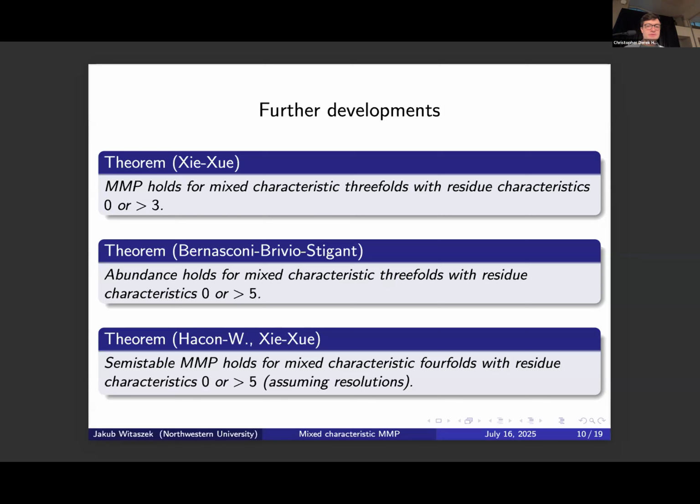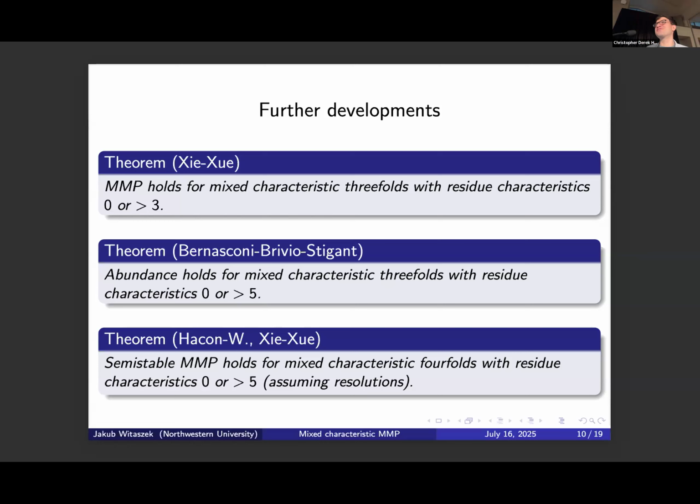And finally, let me mention the work of Christopher Haken and myself, with a very important contribution by Xie Shui to the termination, to the effective case and the Mori fiber spaces. What we can now do is also a semi-stable minimal model program for mixed characteristic 4-folds when residual characteristics are 0 or greater than 5.